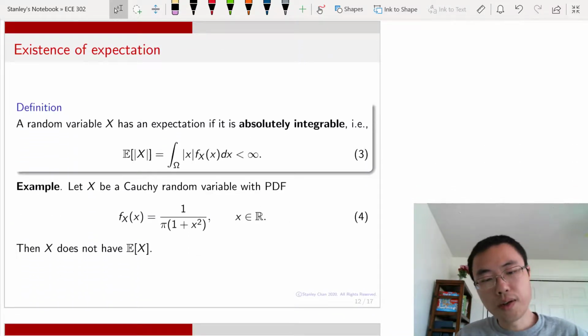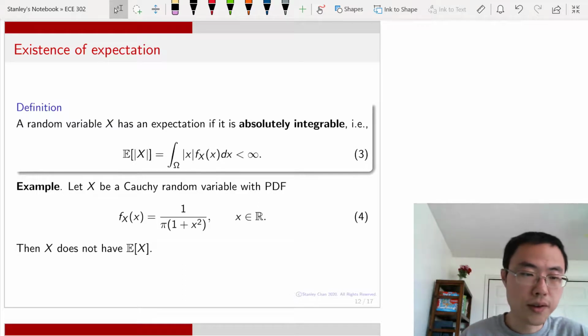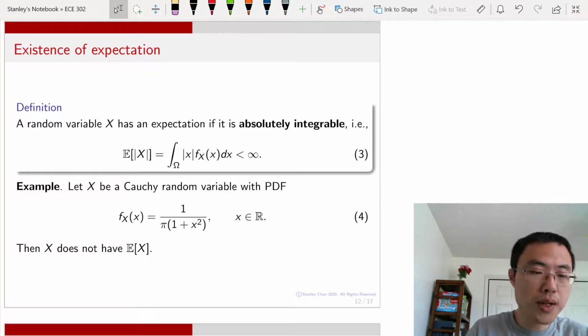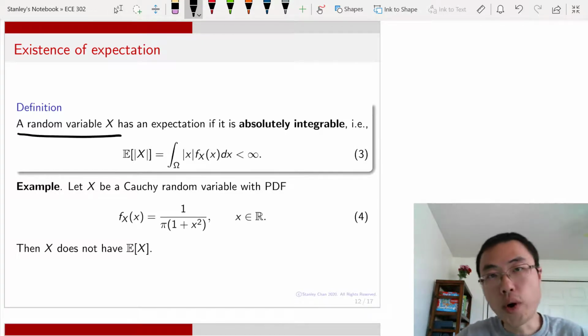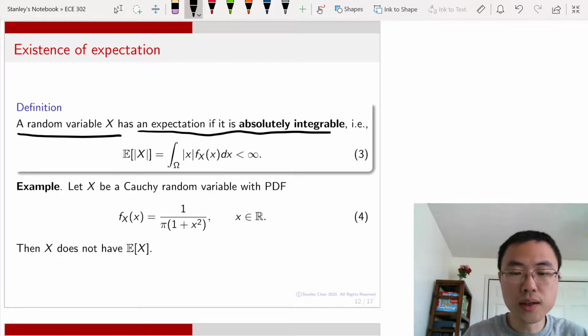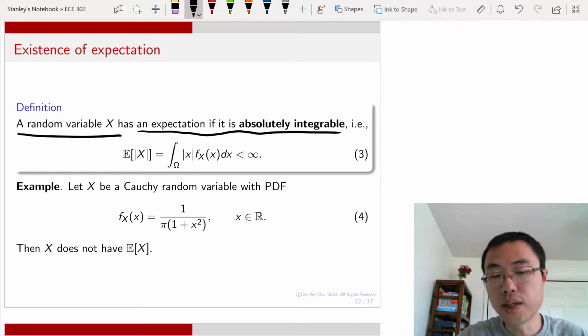Now let us talk about a subtle thing. This is called the existence of expectation. A random variable x is not always guaranteed to have expectation. An expectation exists only when the random variable is absolutely integrable.